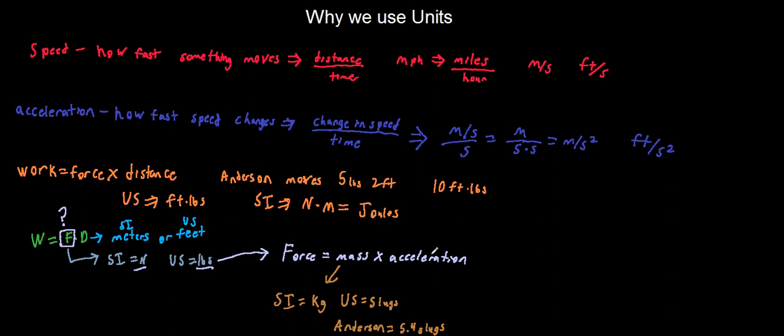And then, of course, we know what acceleration is. We already set it up here. It's either meters per second squared or feet per second squared. This is the SI system, and this is the US system. And that's not even going into what we've already talked about, how to break down acceleration into speed and time, and then we can change speed into distance and time.